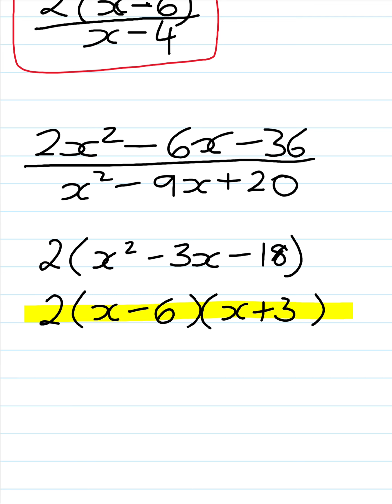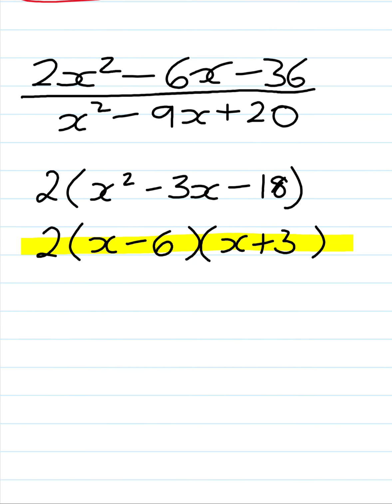Let's mark it and we'll come back to it once we've factorised the denominator. Our denominator is x squared minus 9x plus 20.